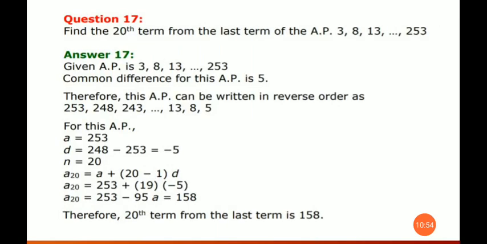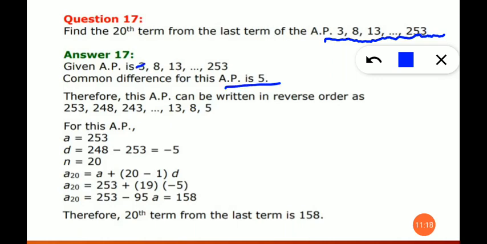Moving towards the next question, question number 17. Find the 20th term from the last of the AP 3, 8, 13, ..., 253. The AP is given as 3, 8, 13 and 253. If we take out the first term, here it is 3 and the common difference is 5. But what we have to find out? We have to find the 20th term from the last.